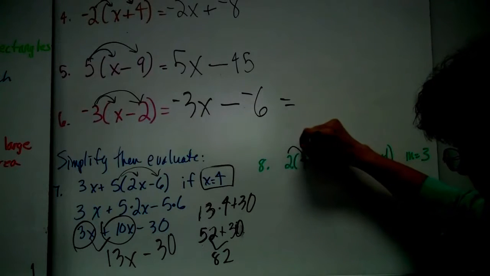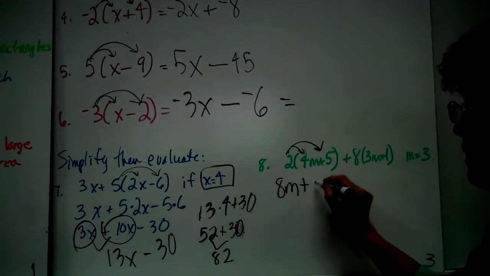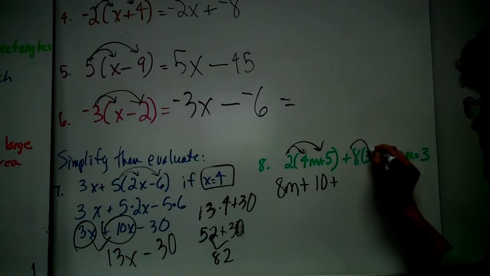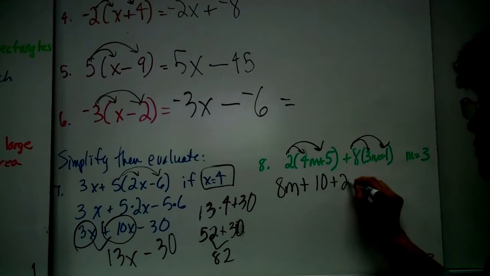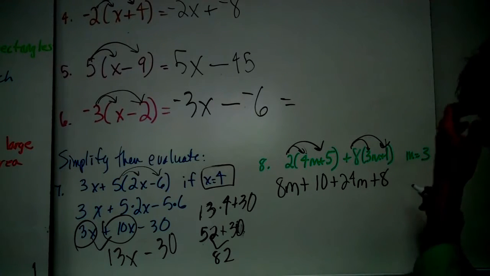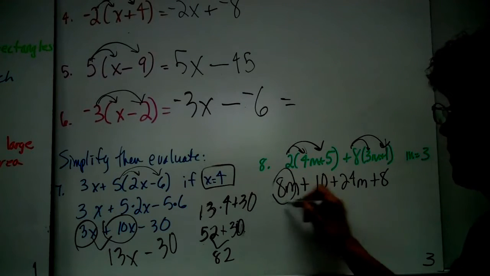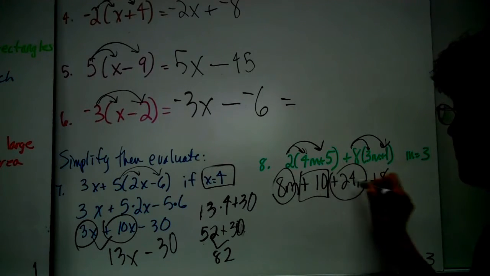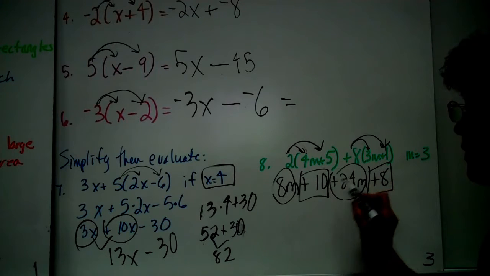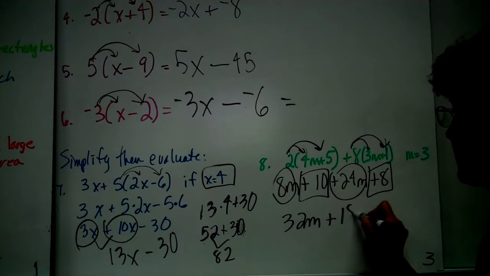Again, I draw my arrows. Okay, 4 times 2 is 8m plus 2 times 5 is 10 plus 8 times 3 is 24m plus 8 times 1 is 8. Now, m is going to be 3, but I'm not going to use that until the very end when I just have one m. So I'm going to go ahead and combine my like terms, box up the other guys. 8m plus 24m is 32m, plus 10 plus 8 is 18.